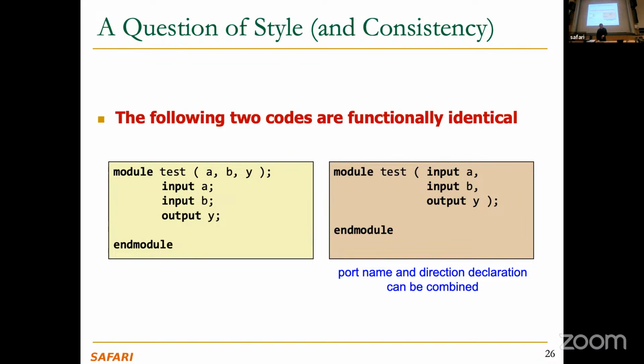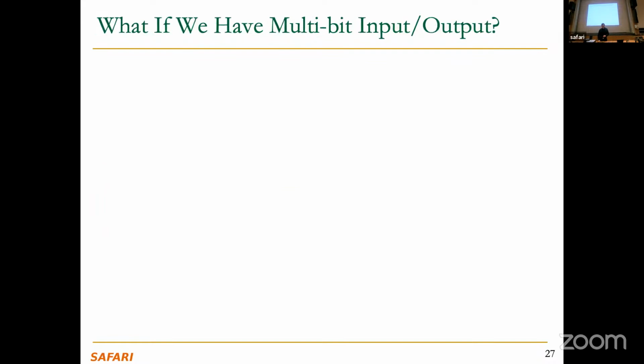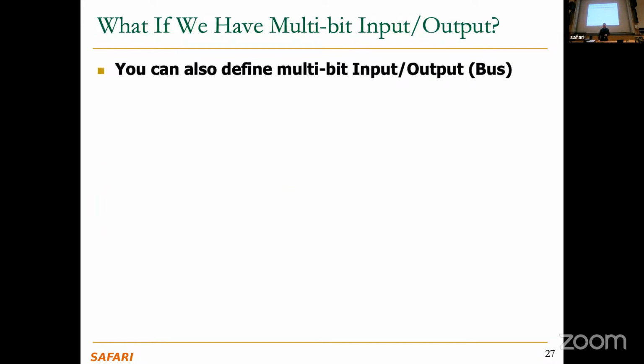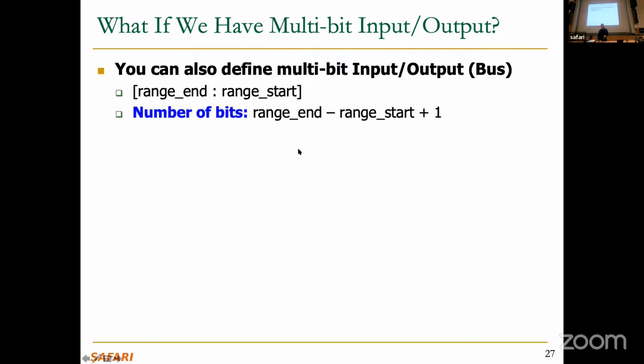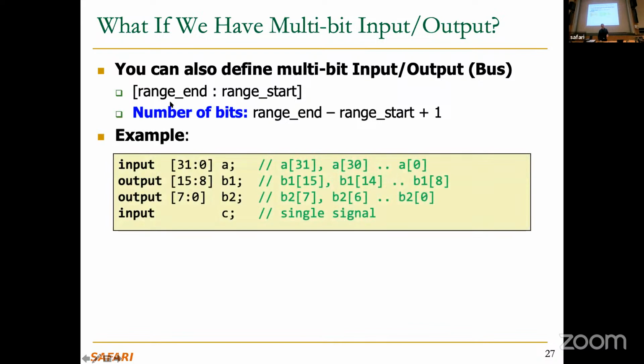So that's how it happens. So what if you have multi-bit input and output? You can define these, called buses, multi-bit input and output. You can define these using this array type of construct, range end to range start. So the number of bits is range end minus range start plus 1. These are several examples, basically.